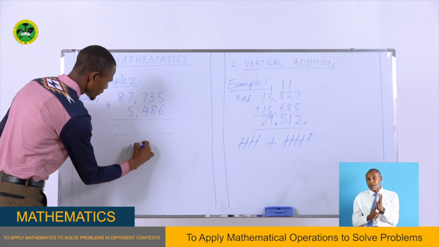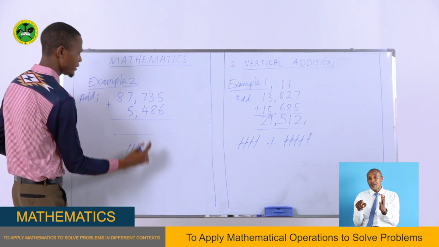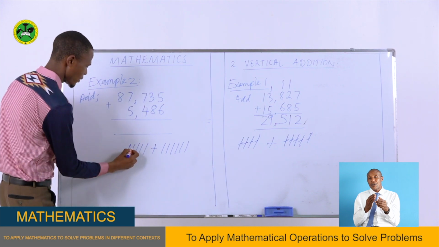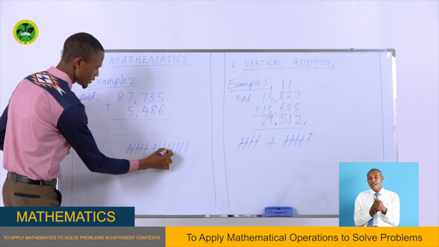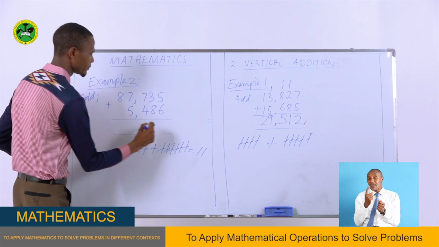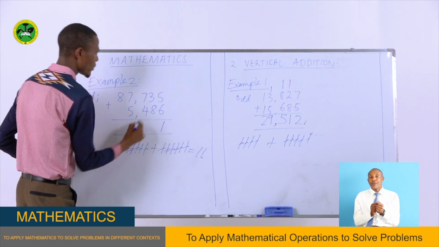So 1, 2, 3, 4, 5. We add 6. 1, 2, 3, 4, 5, 6. What is the sum? 1, 2, 3, 4, 5, 6, 7, 8, 9, 10, 11. 11, we write 1. Then we carry 1 forward.